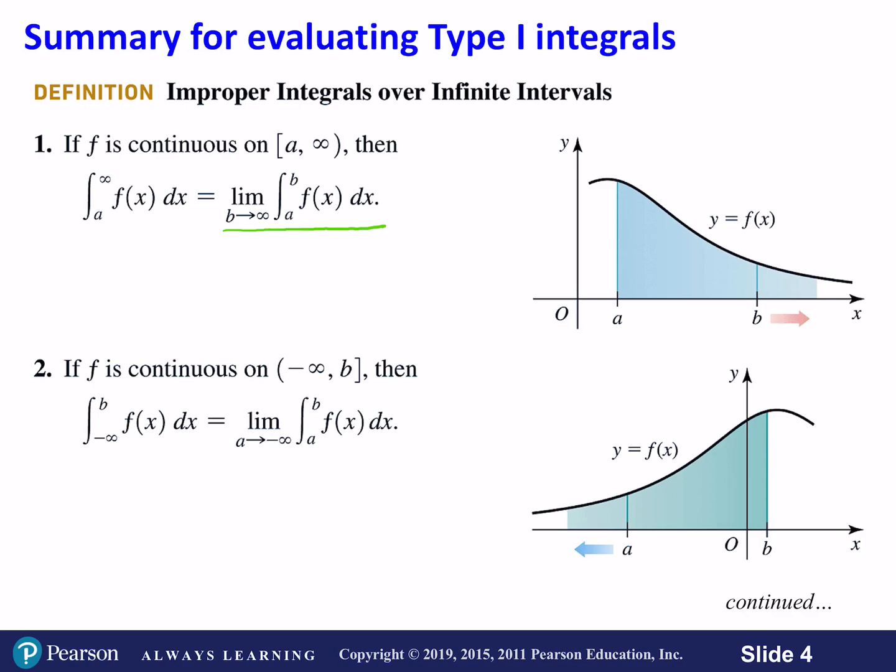And similarly, if we have a continuous function from negative infinity to b, then the integral from negative infinity to b of f of x dx should be written as the limit as a approaches negative infinity of the integral from a to b of f of x dx. We're just getting rid of that infinity in the bound, replacing it with a limit. And then we will calculate the integral as normal, and then just calculate the limit at the end.